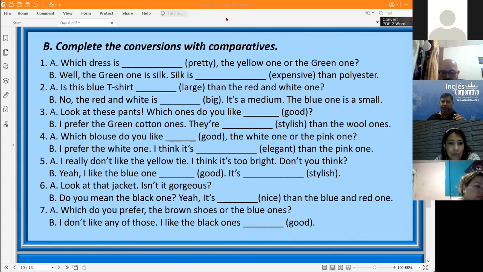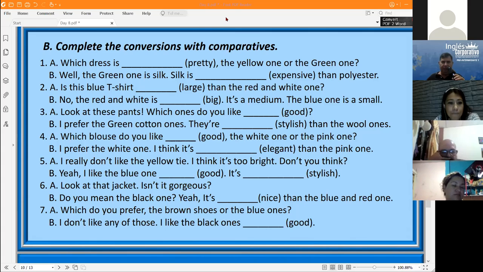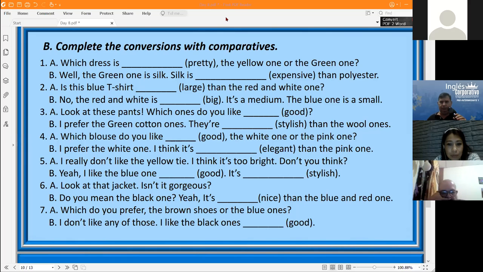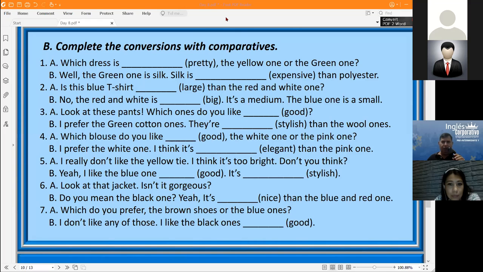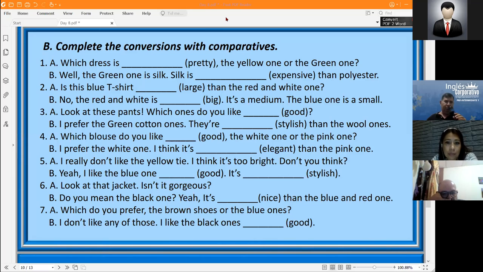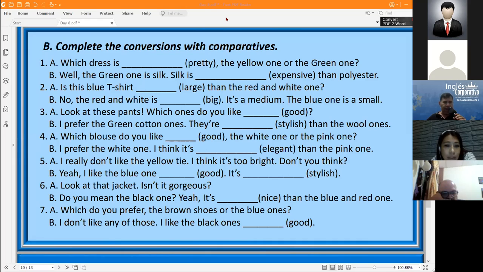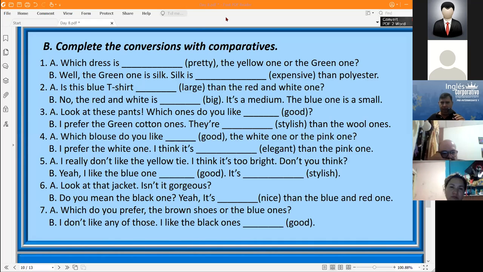Now, number six. Who wants to do number six? Eric Colocho, and who else? Jamie Corpeño. I always have difficulty saying Jamie. Okay. So Jamie Corpeño and Eric Colocho, number six. Thank you. Okay. Look at the jacket. It's gorgeous. Do you mean the black one? Yes. It's nicer. And the blue. Nicer. That the blue and red one. Okay. Excellent. Thank you very much.